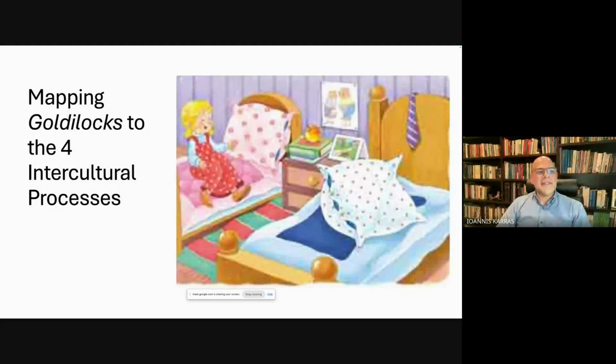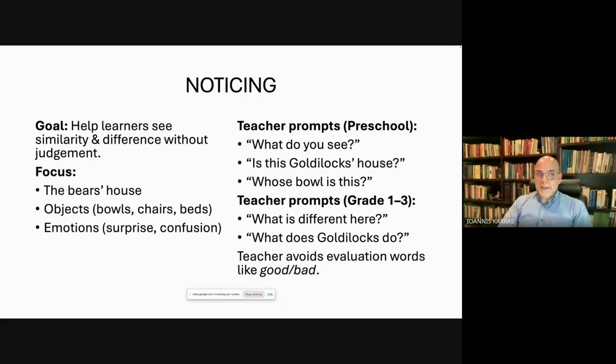And let's see now how we can map the 4 intercultural processes that we just saw onto Goldilocks. So noticing. The goal here can be to help learners see similarity and difference without judgment. We can focus on the bears' house, the different objects that are presented to us in the fairy tale, like the bowls, the chairs, and the beds, and different emotions, for example, surprise, confusion. So we're at this level where we're just helping our learners notice.